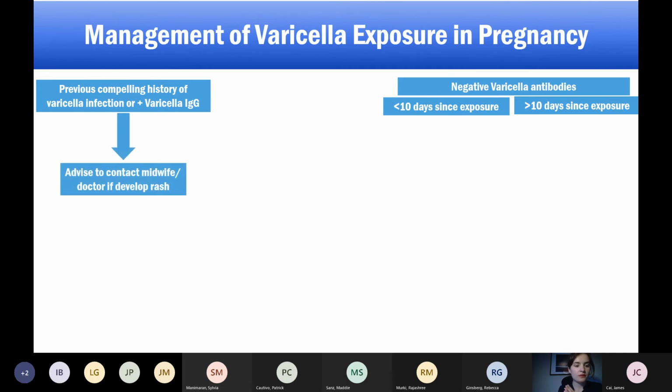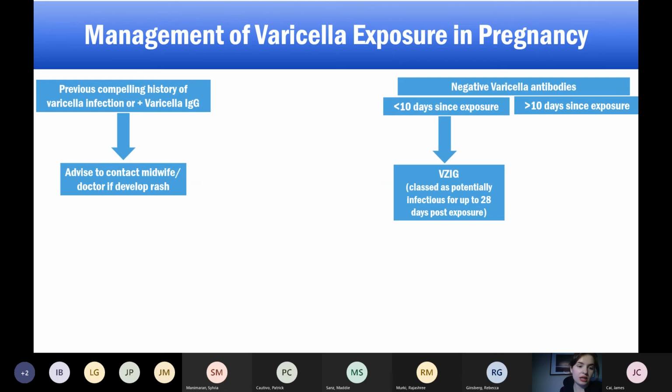So for varicella exposure, it's best to ask, have you had it before? If they've had it before, you're not very worried. Usually people can clear it after that. And so you would just safety net and say, if you develop a rash, come back to us or contact your midwife. If they haven't had it before, you should always check the antibodies as well.